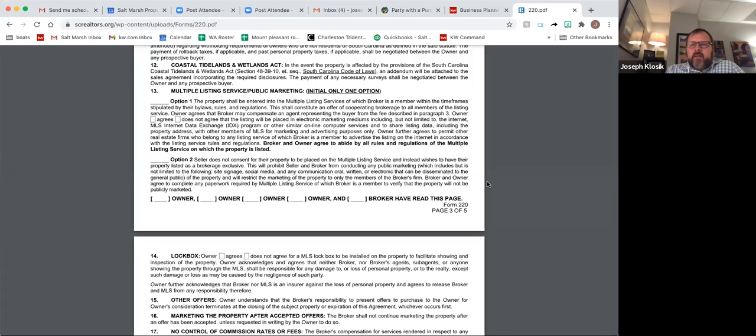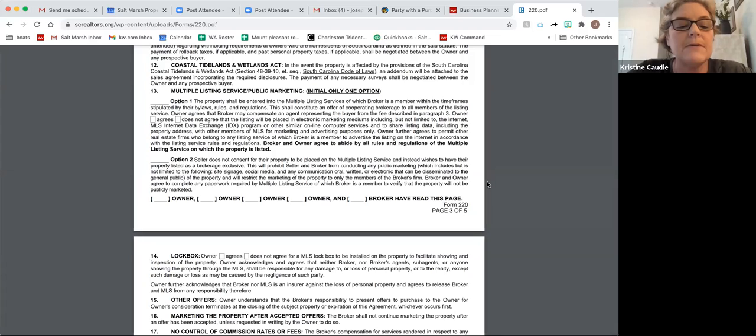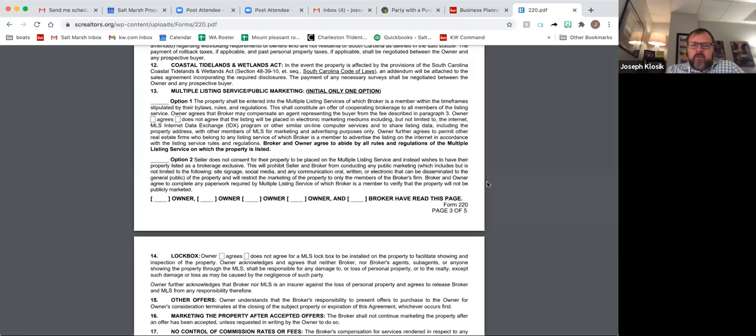Questions about this? I had one. Okay. Does that apply to the seller as well, that they can't promote that their house is coming soon, or is that just us as an agent and an agency? So as this is written, it does pertain to them as well, because it's saying they will also abide by the rules. By signing this and agreeing to this, they also abide by the rules.